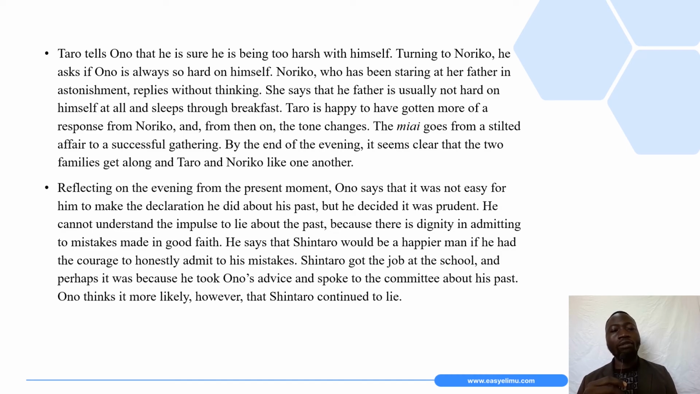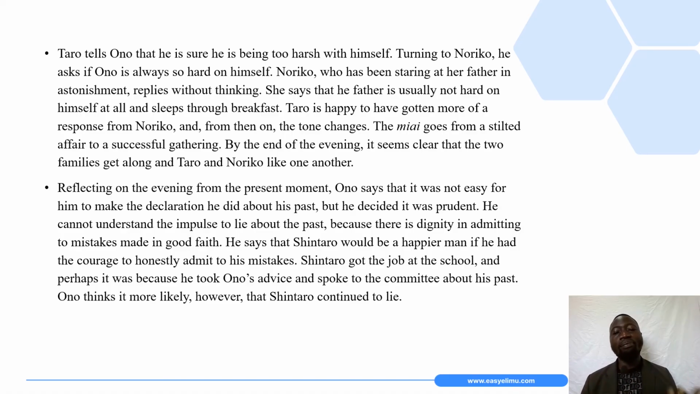So Taro is happy to have gotten more of a response from Noriko, and from then on, the tone changes. The meeting goes from a tilted affair to a successful gathering, and by the end of the evening, it seems clear that the two families get along, and Taro and Noriko like one another. So reflecting on the evening from the present moment, Ono says that it was not easy for him to make the declaration he did about his past, but he decided it was prudent.